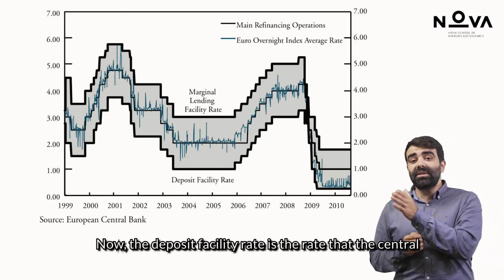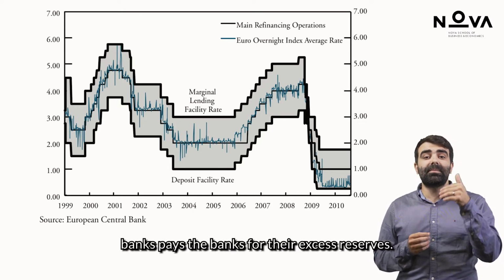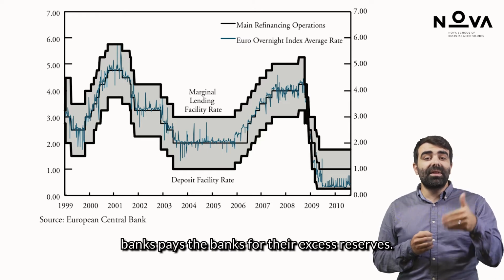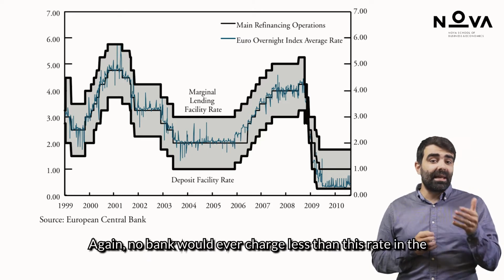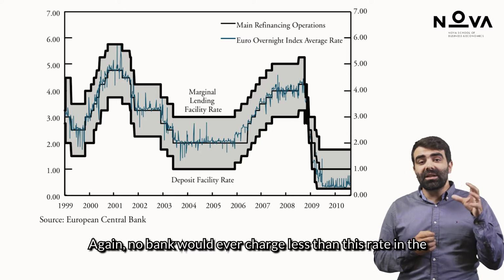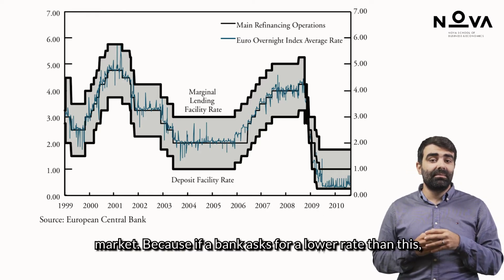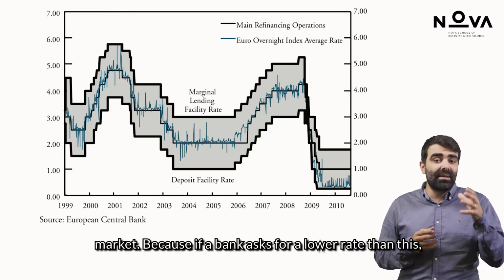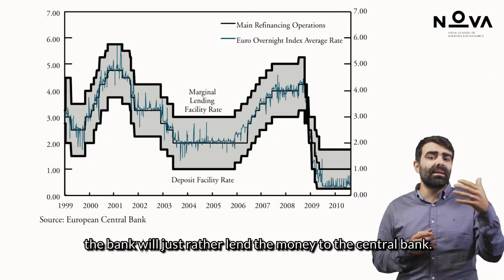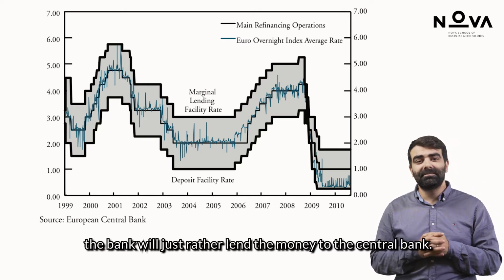Now, the deposit facility rate is the rate that the central bank pays the banks for their excess reserves. Again, no bank would ever charge less than this rate in the market, because if a bank asks for a lower rate than this, the bank will just rather lend the money to the central bank.